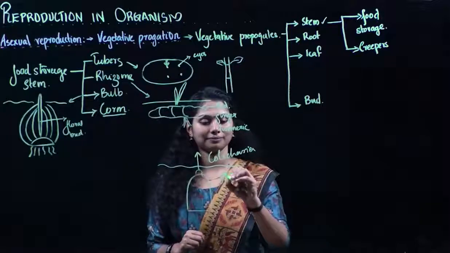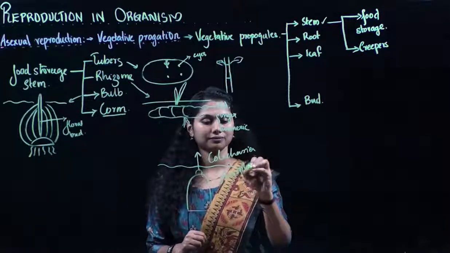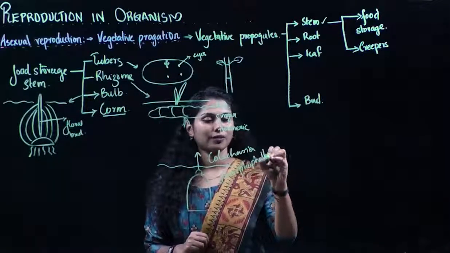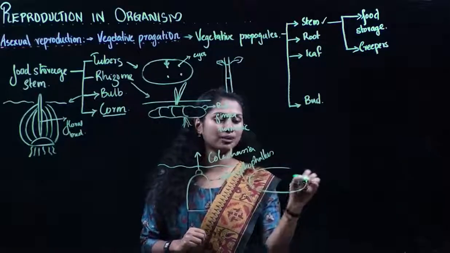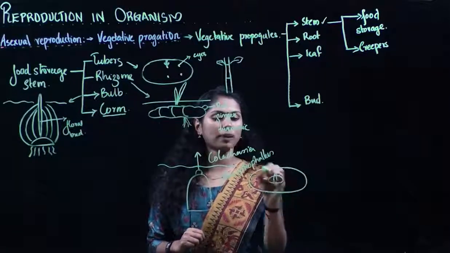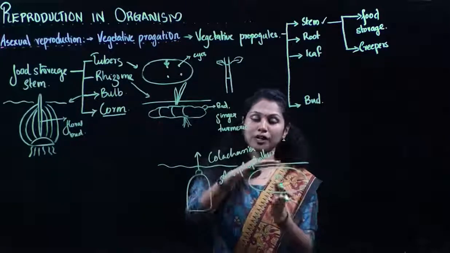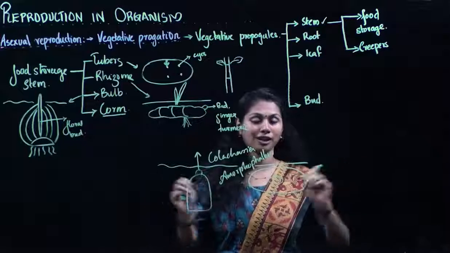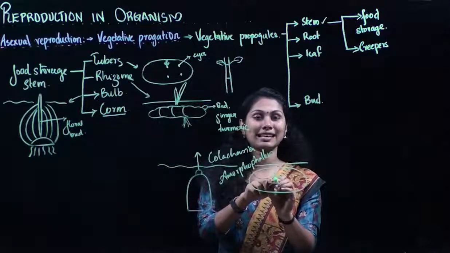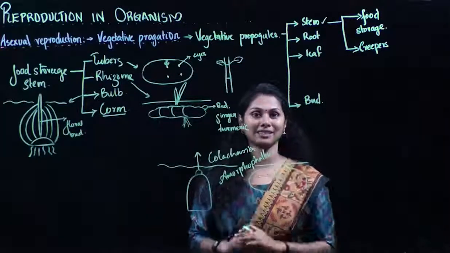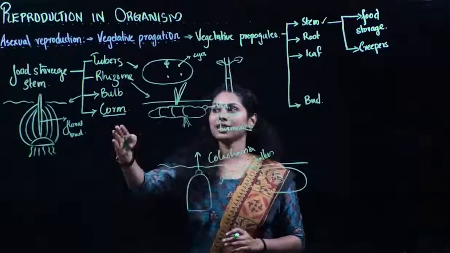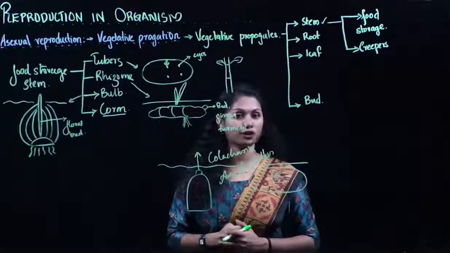amorphophallus, where in the amorphophallus you could see that the stem is really an underground stem. It will be growing vertically, not horizontally, and there will be a single node from which the plant is arising. So we have seen stem modifications for food storage.